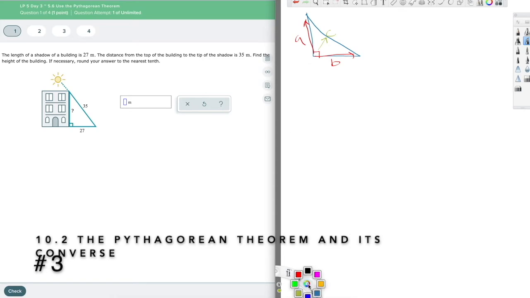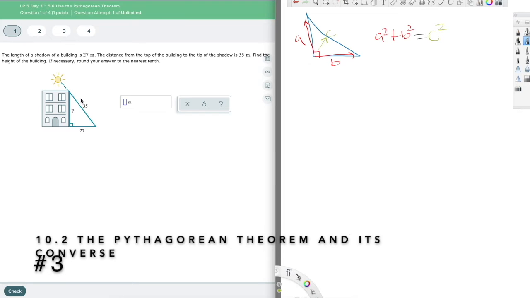And what Pythagorean theorem tells us is that A squared plus B squared, so the two smaller legs, are equal to the larger side, and they're all squared. So A squared plus B squared equals C squared. So we're going to use this, and we're going to use it on a diagram just like we see here.